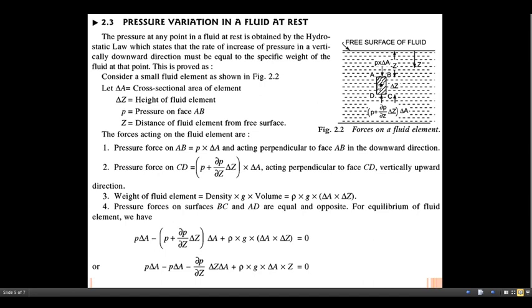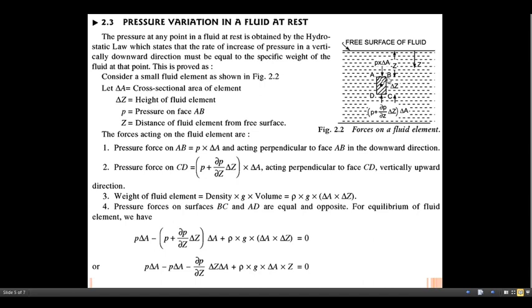Next one, pressure on CD. So here is the CD face with us. Pressure on this CD is nothing but P plus ∂P/∂Z into delta Z, multiplied by the area of this small cross-section, delta A, acting perpendicular to the face CD, in the vertically upward direction.